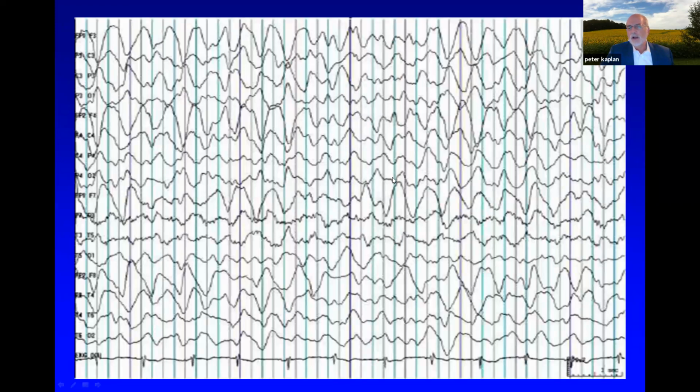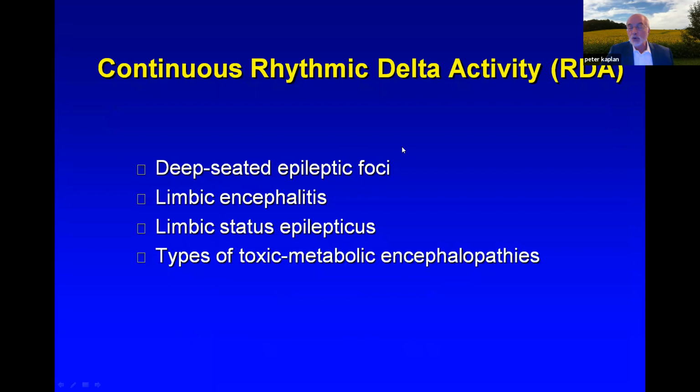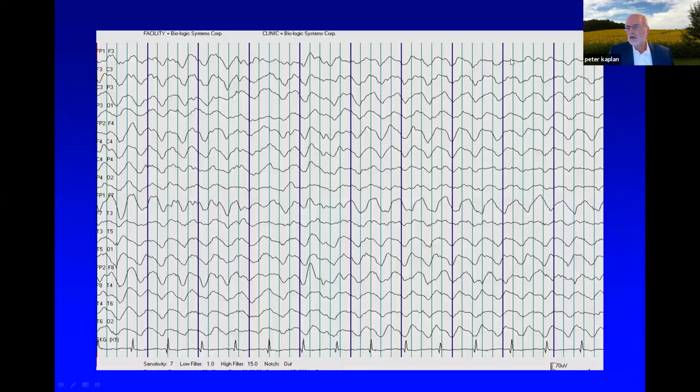We look at voltage, we look at how broadly it's distributed, and we look at frequency and form a mental picture of what this EEG looks like. You can have more continuous rhythmic delta that doesn't wax and wane with deep-seated epileptic foci and limbic encephalitis. Here you can see a much more rhythmic pattern of the delta activity as it goes along. In this patient, it varied between 2 Hertz and 4 Hertz, and shifted from side to side over the left frontal and right frontal region.